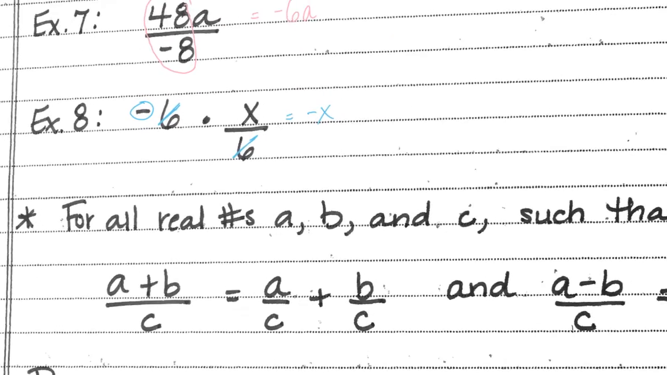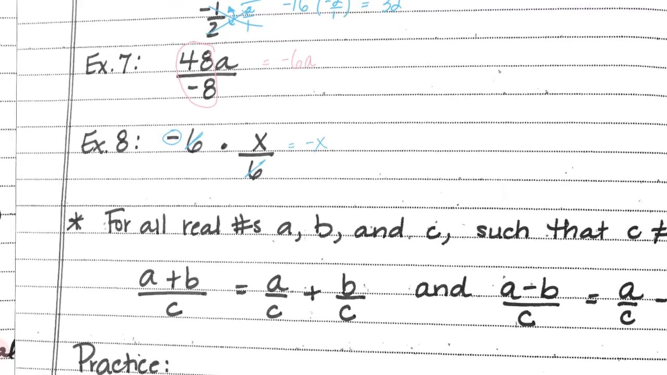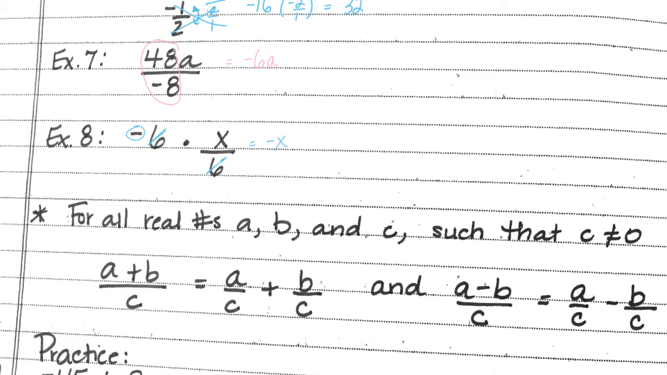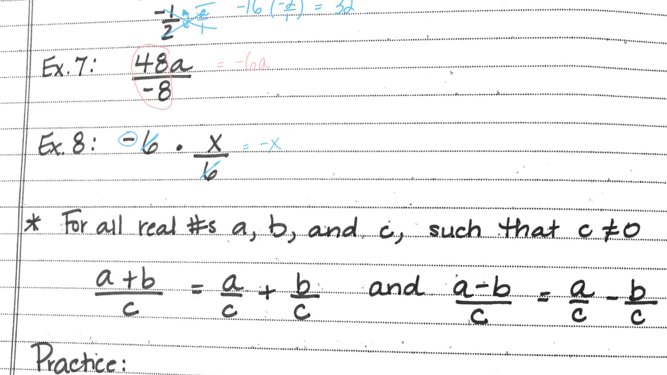All right, for all real numbers a, b, and c, such that c cannot equal 0, notice that a plus b over c is equal to a over c plus b over c. This is really important. A lot of times you guys notice that the c has to be able to go into the a and the b. And the same with the subtraction. A minus b over c is a over c minus b over c.